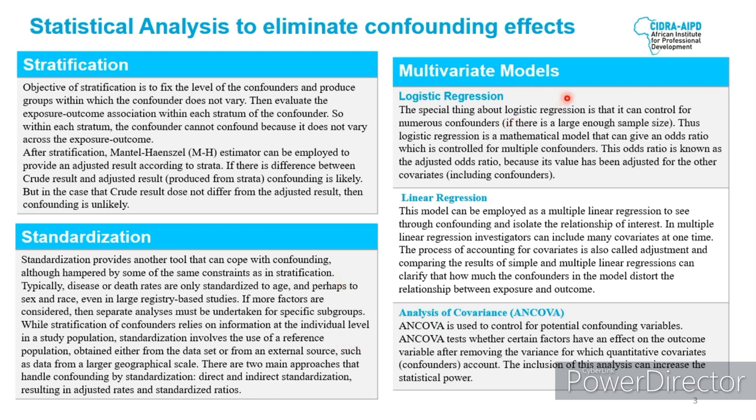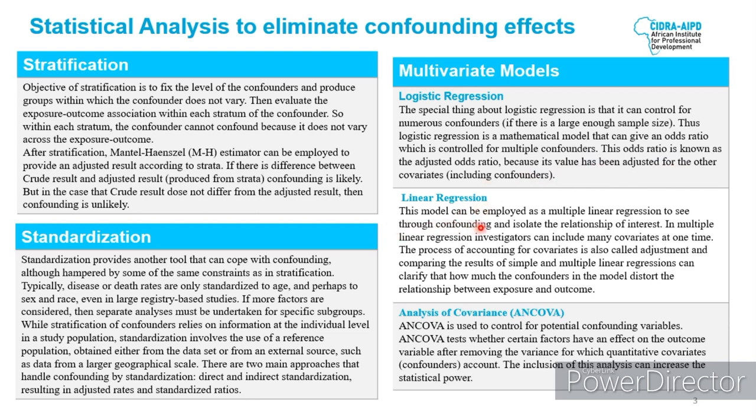Now, in case of multivariate models, let us look into logistic regression first. The special thing about logistic regression is that it can control for numerous confounders if there is a large enough sample size. Thus, logistic regression is a mathematical model that can give an odds ratio which is controlled for multiple confounders. This odds ratio is known as the adjusted odds ratio because its value has been adjusted for the other covariates including confounders. Linear regression.